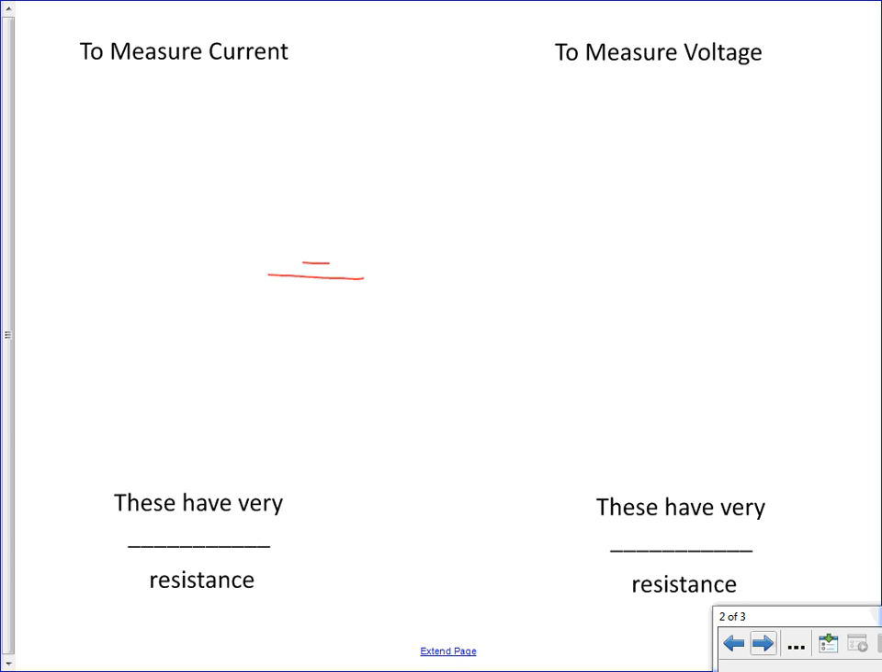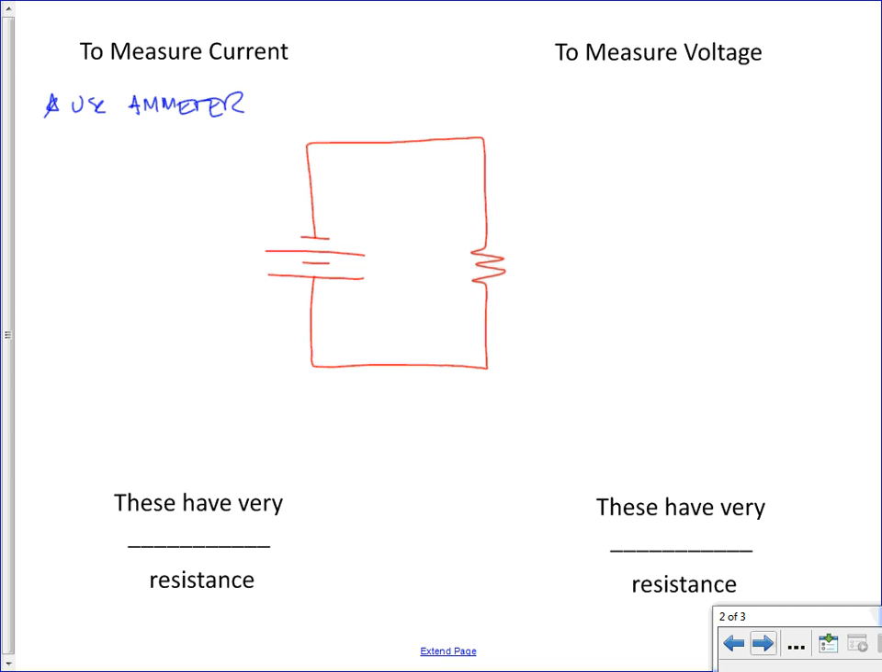Well, let's say we've got a battery, we've got a resistor, a very simple circuit like that. First of all, to measure current, we know we use an ammeter. The schematic symbol is that. To measure voltage, we know we use a voltmeter. The schematic symbol is that with a V.